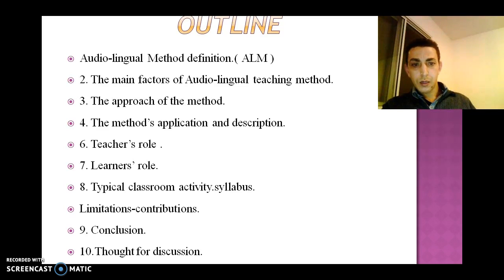And after that, the application and the description of the method, and how the teacher functions and reacts in the class, and the learner too. And of course, we will talk about some kinds of activities and what the syllabus of the method is, and some limitations and contributions of the method. At the end, a very short conclusion and some questions.